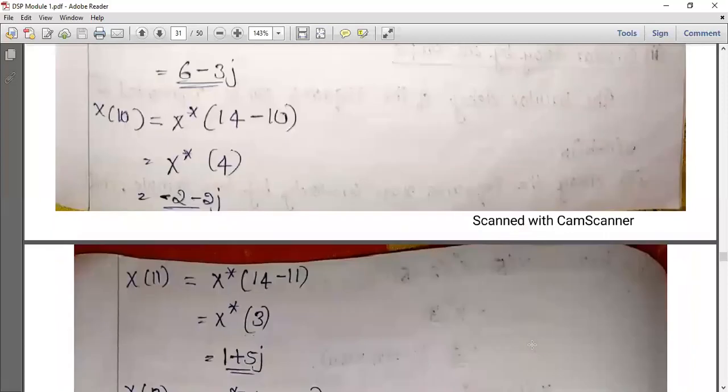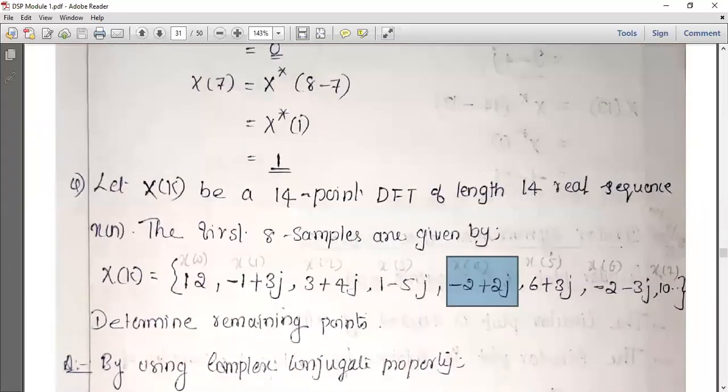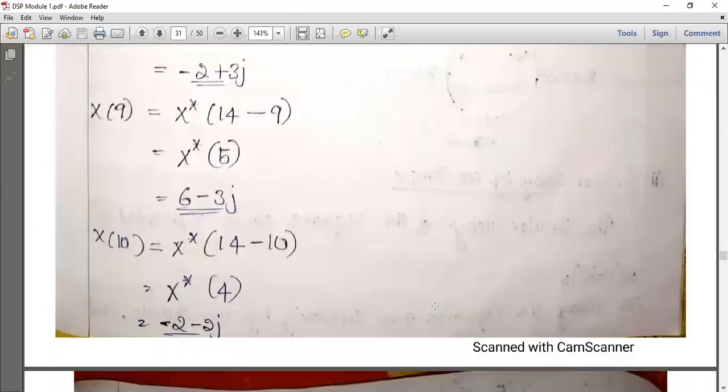Okay. Then next, x of 11. X of 11 is x conjugate of 14 minus 11. That is x conjugate of 3. We have x of 3 is equal to 1 minus 5j. So we'll get x conjugate of 3 as 1 plus 5j.